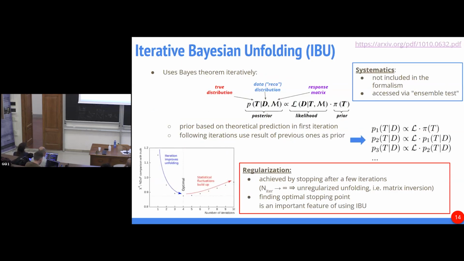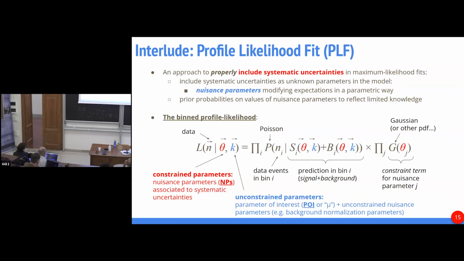Okay, so this is just to flash you this. If you hear iterative Bayesian unfolding, this is just a technical way of doing this regularized unfolding, which is not based on likelihood and is very often used. I will not spend too much time on it. You just have to know that this is always regularized, and you can control the strength of the regularization by changing the number of iterations.